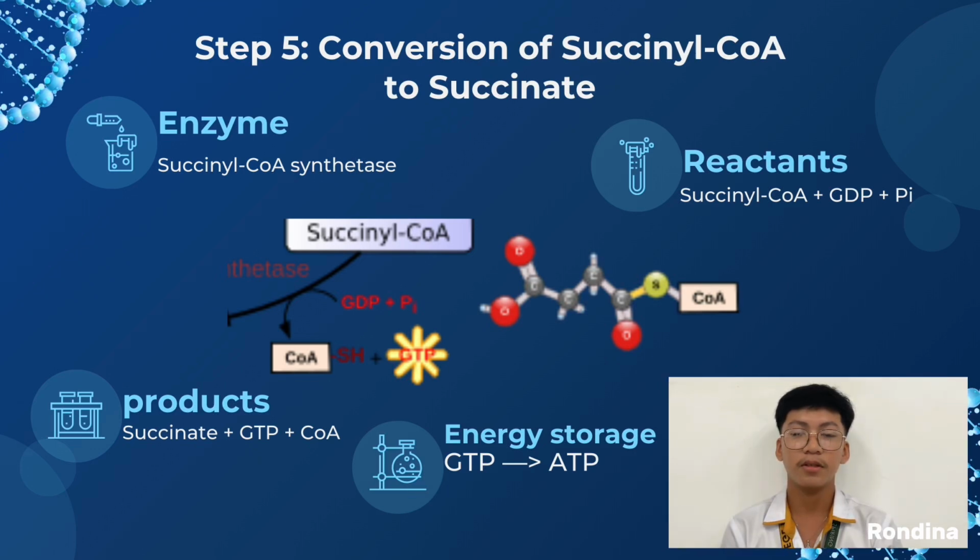Also, this is the only step in the Krebs cycle where GTP, which can form ATP, is directly generated. To summarize, the enzyme is succinyl-CoA synthetase. The reactants are succinyl-CoA, GDP, and Pi. The products are succinate, GTP, and CoA. Lastly, the energy storage is GDP to ATP.